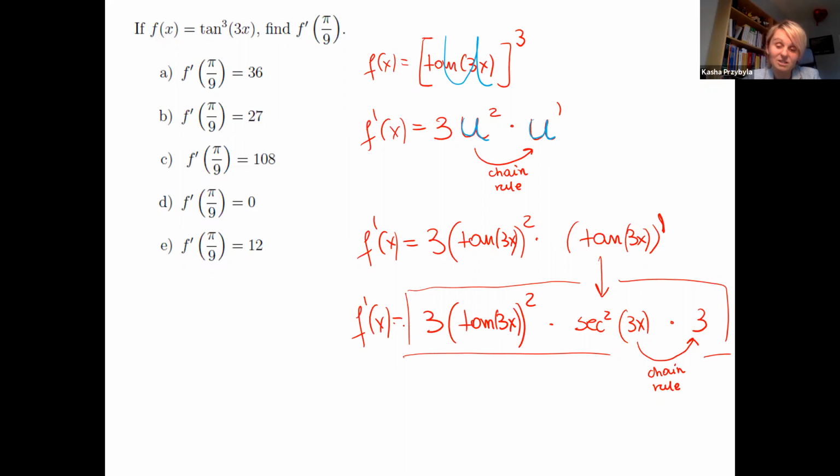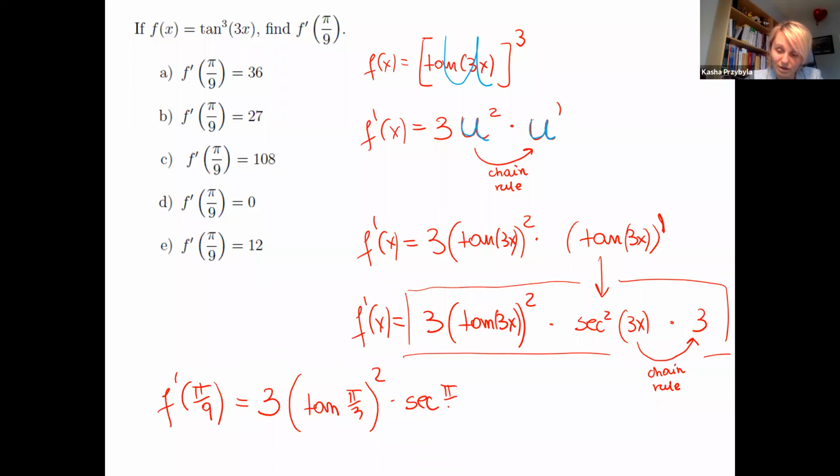Okay, let's just substitute pi over 9. 3 times tangent, pi over 9 times 3 is pi over 3, and secant squared of pi over 9 times 3, it's pi over 3, and I will put that square outside, and times 3, because I follow this. 3 times 3 is 9, but what is tangent? Tangent at 60 degrees, tangent at pi over 3. Can you tell me? We have to know that value.